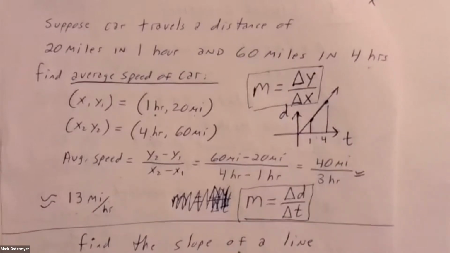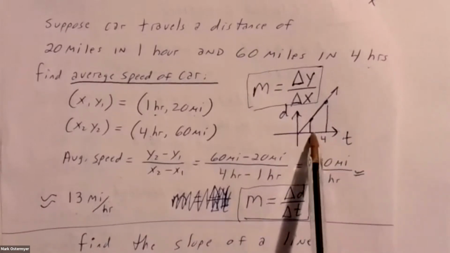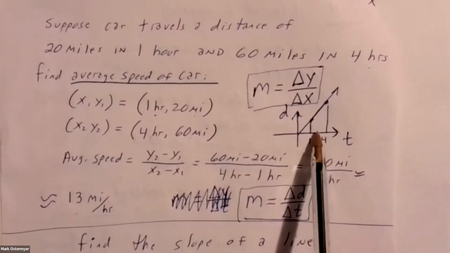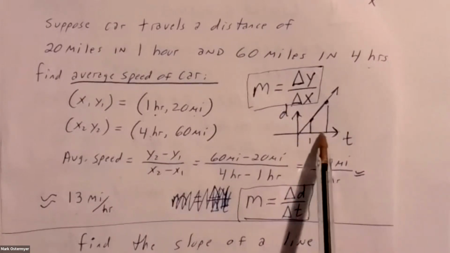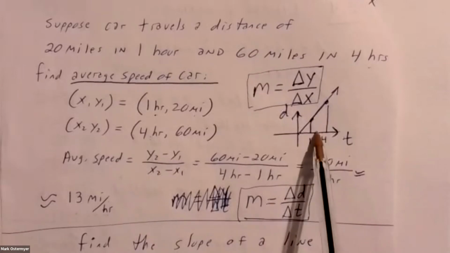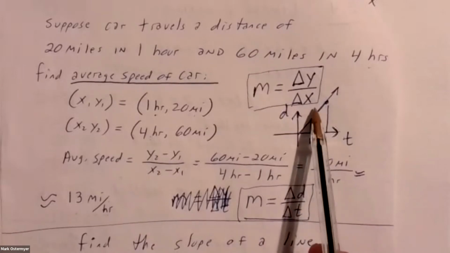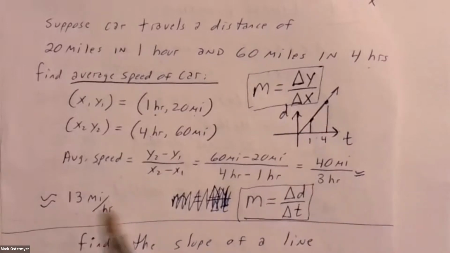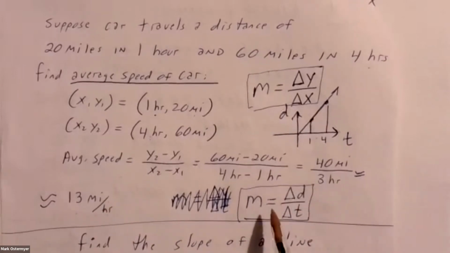Keep in mind, ladies and gentlemen, this is just the average speed over the time interval from 1 to 4 hours. This is not saying that the speed of our car at every instant in time in this interval is exactly 13 miles per hour. There might be some times when we're going faster, and sometimes a little slower. This is just an average speed on this time interval.